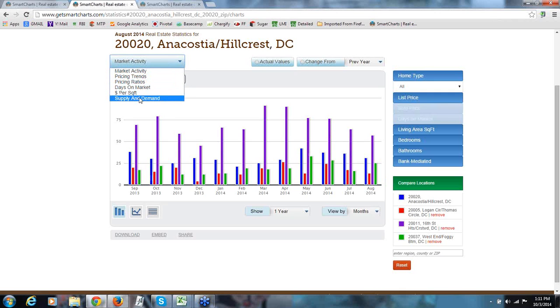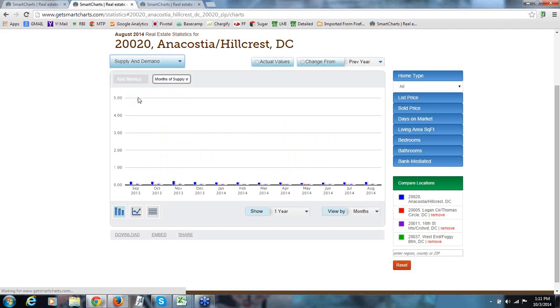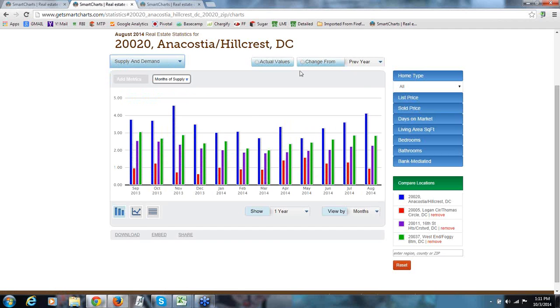But when we look at the supply and demand, remember these are the 4 zip codes in DC that have had the highest appreciation year to date. And here's why. The months of supply are extremely low. So in Logan Circle, it's basically at 1 month of supply.